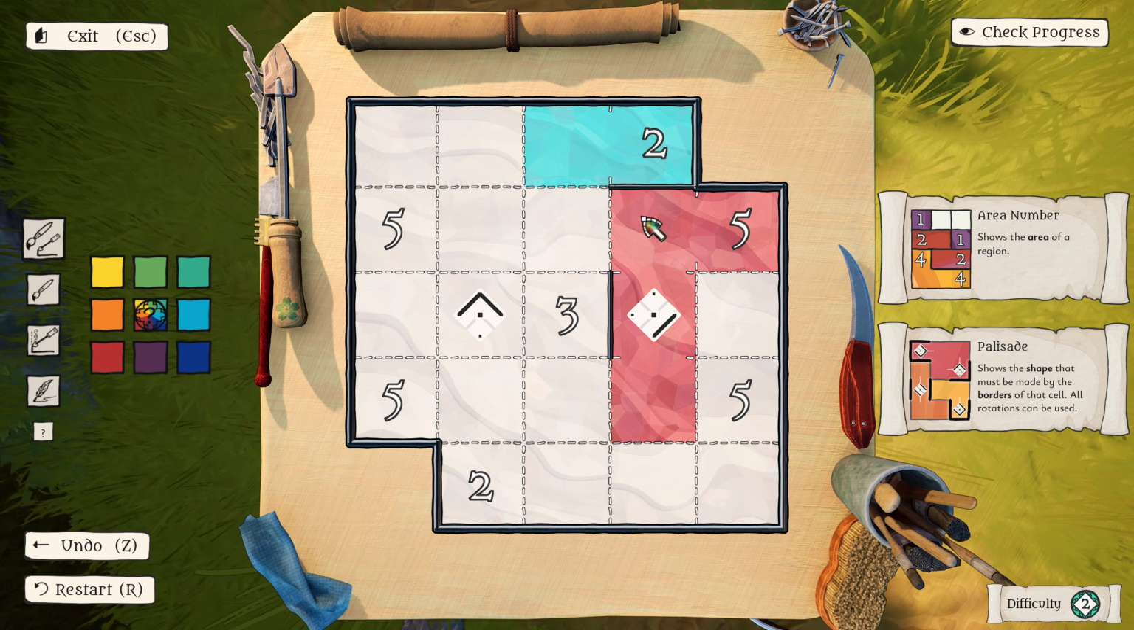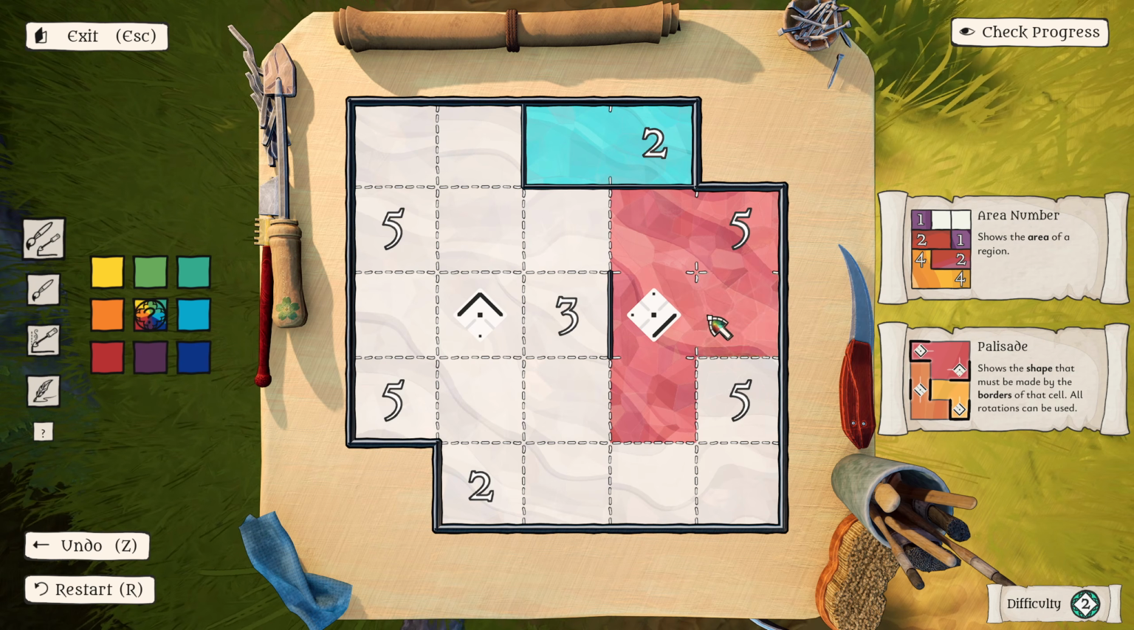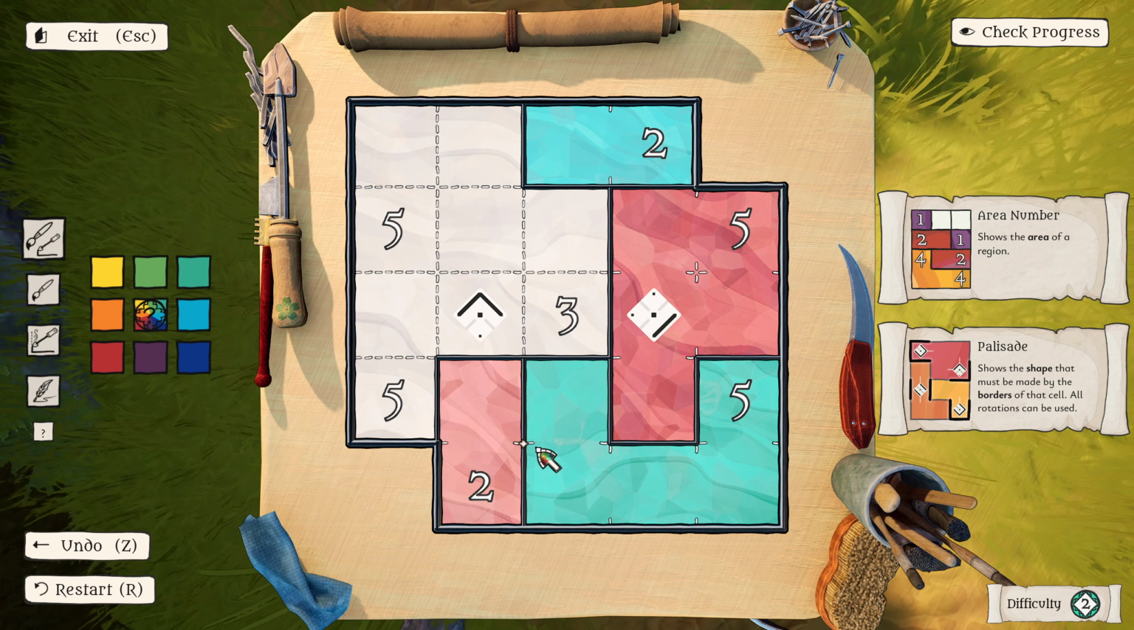That 2 must come out to here. This can't take that line. So this is going to take that, and that's going to be a 5. 1, 2, 3, 4, 5. 1, 2. The boxes around those. That means these are going to be in the same region.